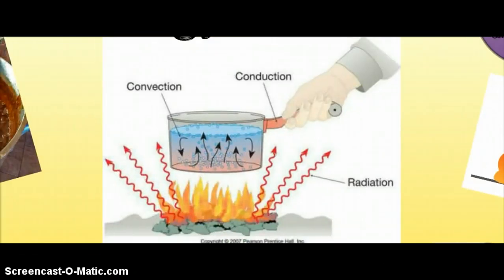This picture demonstrates all three forms of energy transfer. Right now I want you to take a moment to look at this picture and explain how conduction, convection, and radiation are demonstrated in the visualization.